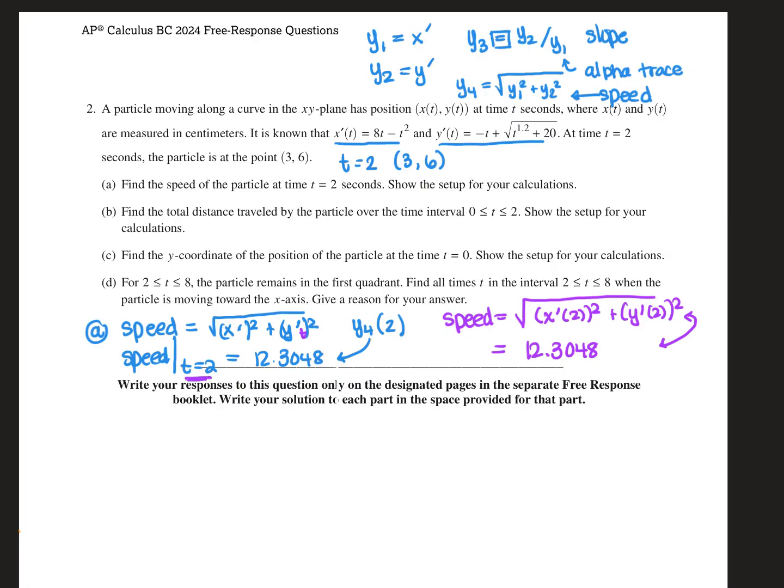B, find the total distance traveled over the time 0 to 2. Show the setup for your calculations. Okay, so part B is distance traveled. That is the arc length, and that is the integral of speed.